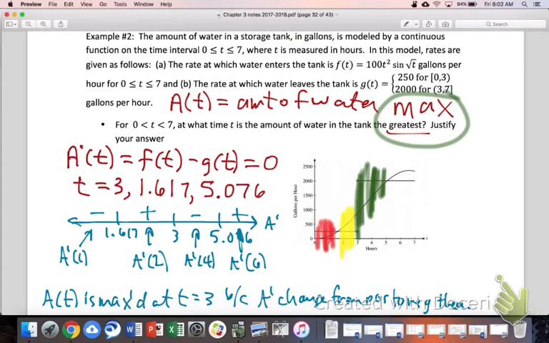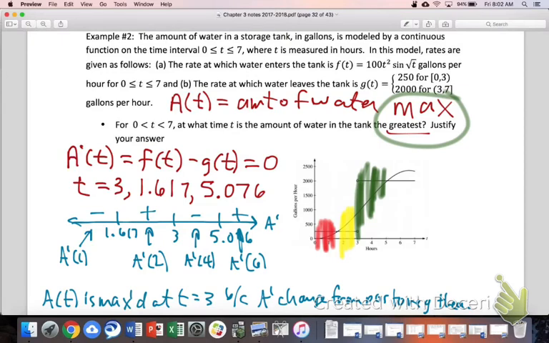So, yeah. Question? So I wrote down A prime of t changes from positive to negative at t equals 3. Therefore, A of t is greatest at t equals 3. Is that okay? Yeah, I think Matt would like that even better. I agree. I like your graph too. Well done. Oh, thanks.